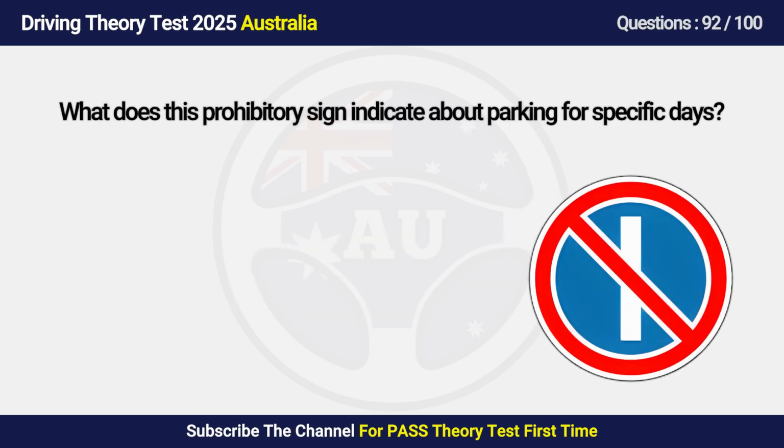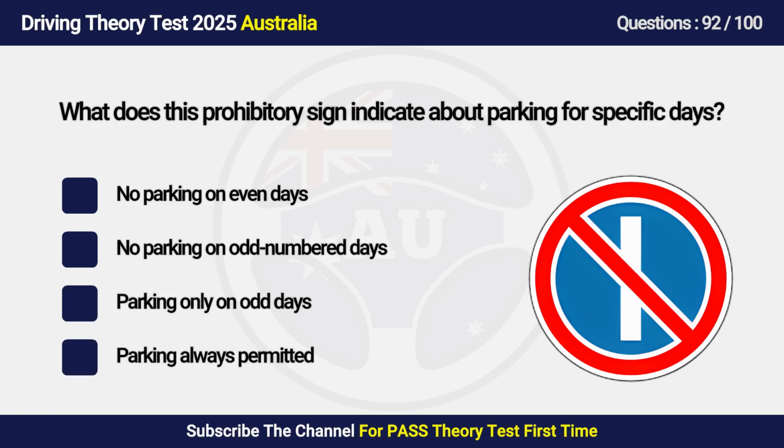Question 92. What does this prohibitory sign indicate about parking for specific days? A. No parking on even days. B. No parking on days. C. Parking only on odd days. D. Parking always permitted.